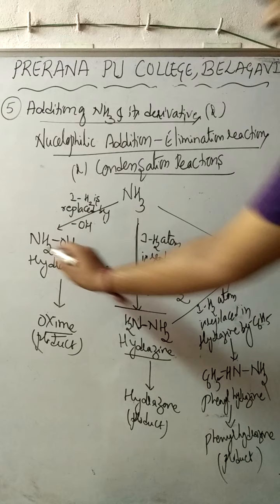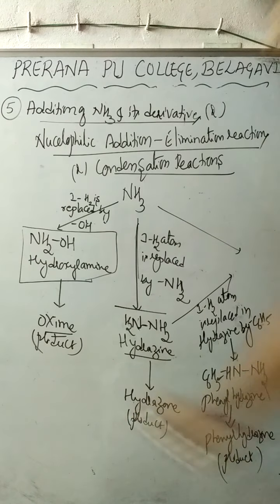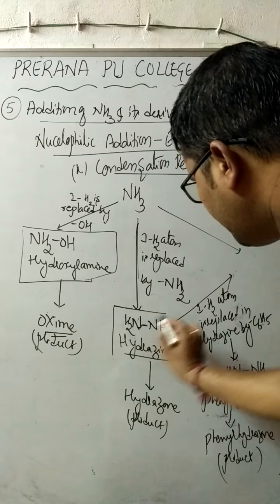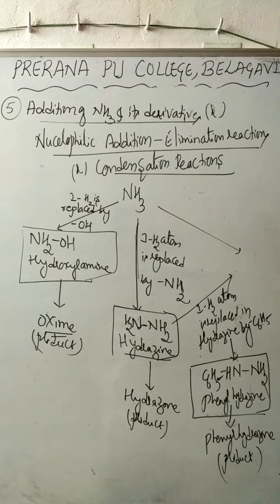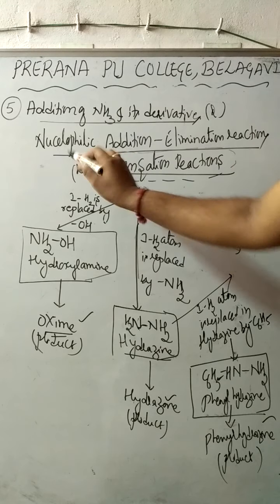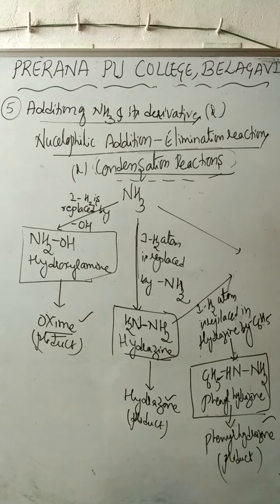Hence, these three are the different derivatives of ammonia: hydroxylamine, hydrazine, as well as phenylhydrazine. If these three reactants are involved in a chemical reaction, by using hydroxylamine, the product is called oxime. By using hydrazine, the product is called hydrazone, and by using phenylhydrazine, the product is called phenylhydrazone. So, why is it called a condensation reaction? In all these chemical reactions, a water molecule gets eliminated as a byproduct. Hence, it is called a condensation reaction.